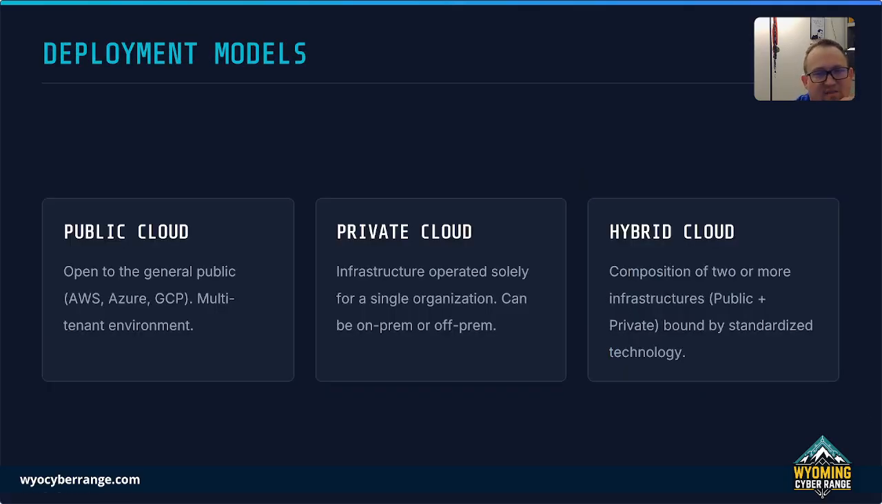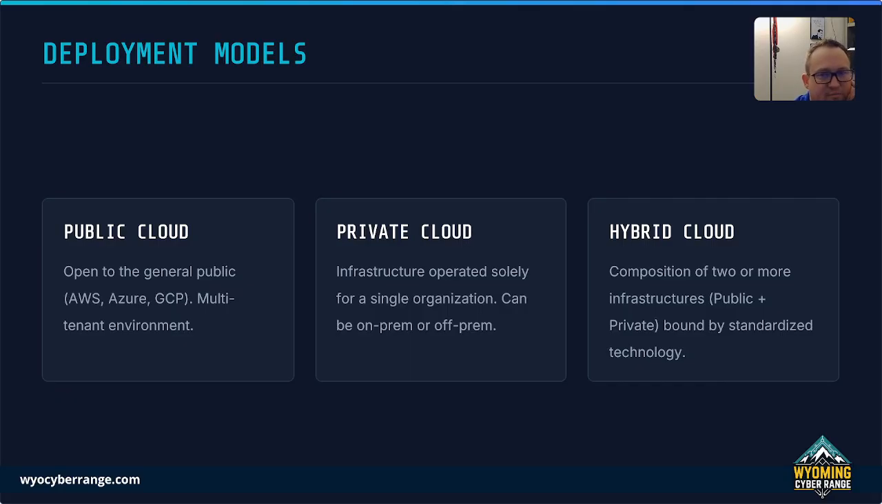Now, alongside these models, we're also going to have what we like to call deployment models. There are 3 different deployment models that you need to know for this exam. The first one is going to be the public cloud model. This infrastructure is open to the general public, like AWS, Azure, GCP, and this is a massive multi-tenant environment. So there's a lot of people here.